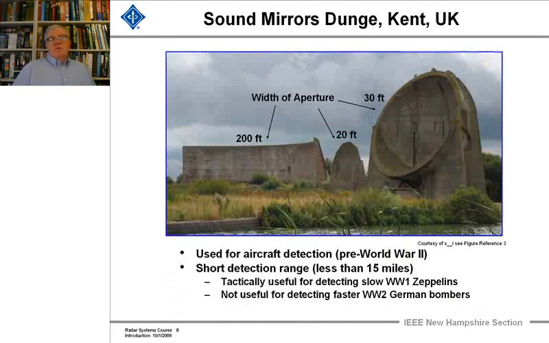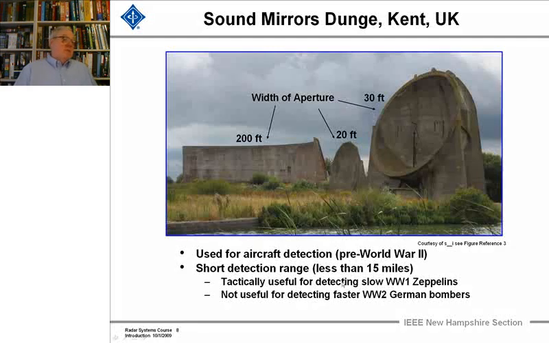Over in Great Britain, just before World War II, the British got quite serious because this is what they saw as, gee, this is all we've got. And they built huge sound mirrors. This is in Kent, in the UK. These are the remnants of sound mirrors that were built a short time before World War II. Even with a 200-foot parabolic receiving aperture, where an operator would sit at the focus with earphones listening out, the detection range was less than 15 miles.